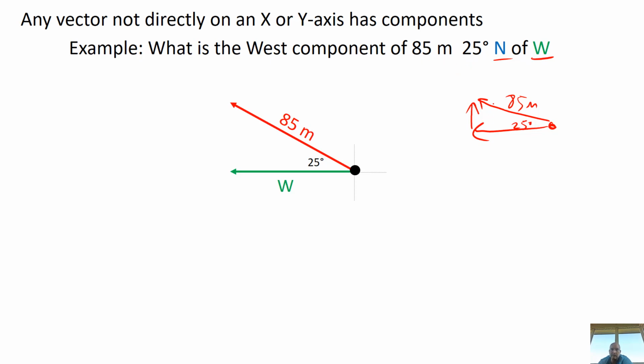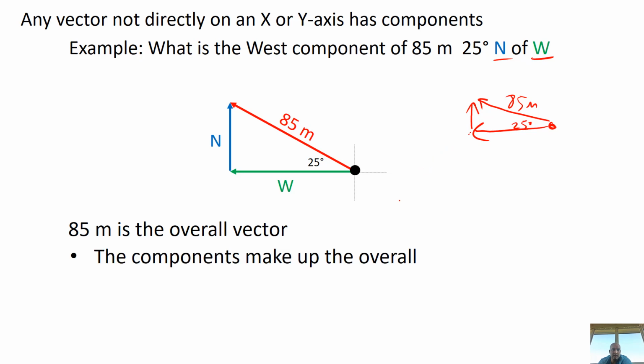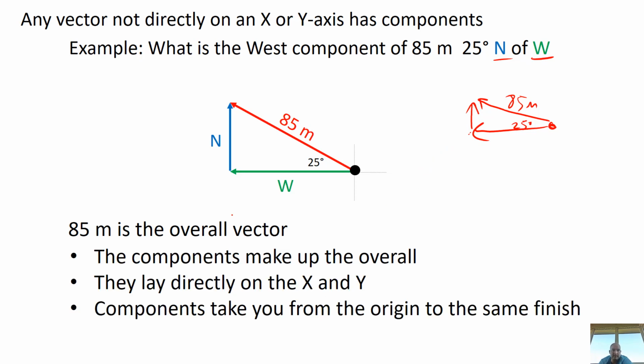So we go through and we finish that off, and then we're going to have to solve. I can go 85 meters, 25 degrees north of west, or I can go west and north and get to the same ending spot. So when you're coming up with a component, you're trying to determine what can you do just on one axis to get to a position where you can do one more direction and end up in the same spot. So components make up the overall. They lay directly on the x and y axis. Components can take you to the same ending points.